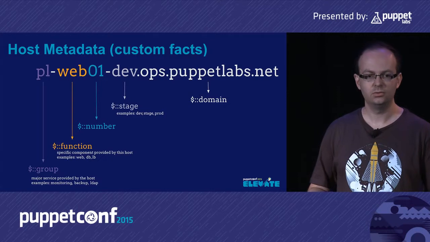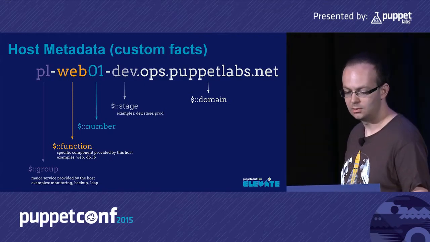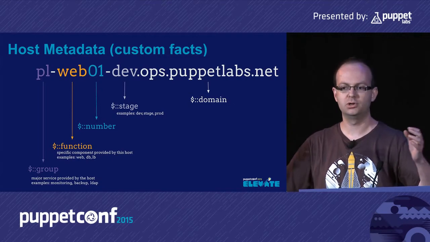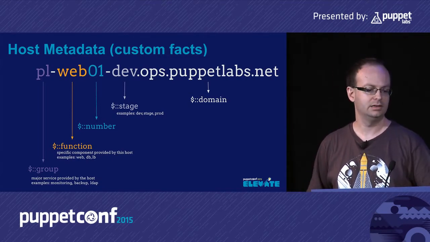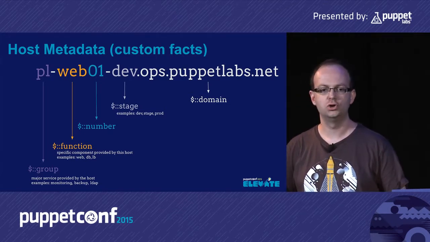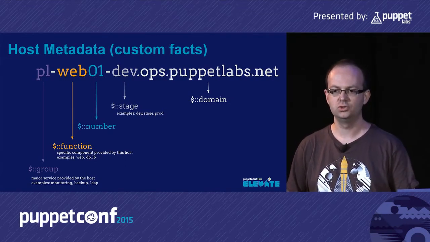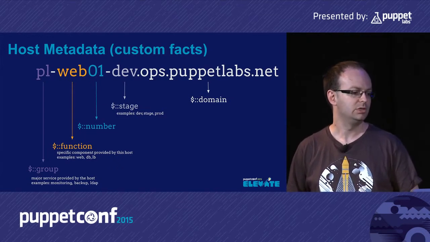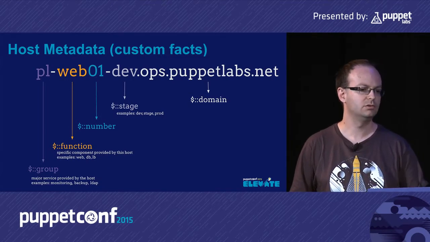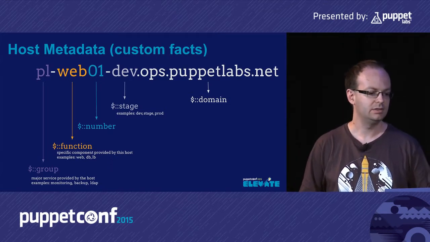To do service discovery, there's 4 key facts that we track. So we have a fact called group, which is the larger service that that host participates in providing. PL is for the puppetlabs.com web infrastructure, backup, monitoring, that kind of thing, a service that's potentially composed of several individual applications. The individual application is the next fact, the function fact. There's some number of those, like you typically would have several web application server nodes. And then there's the stage.